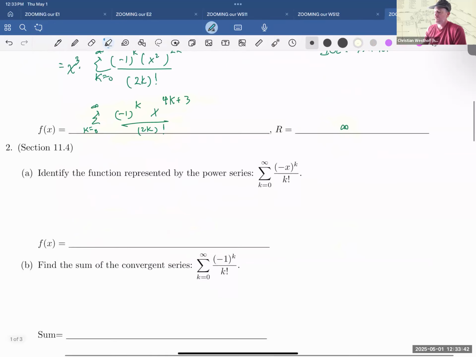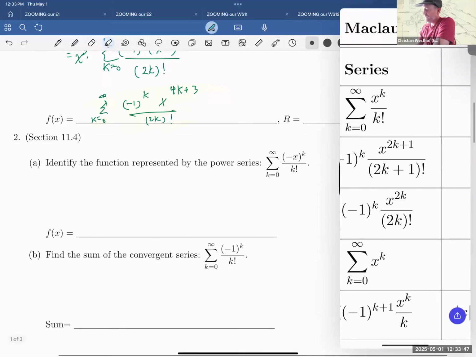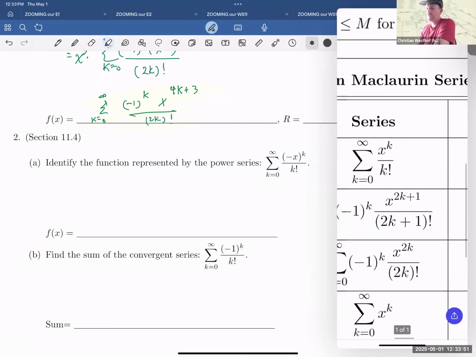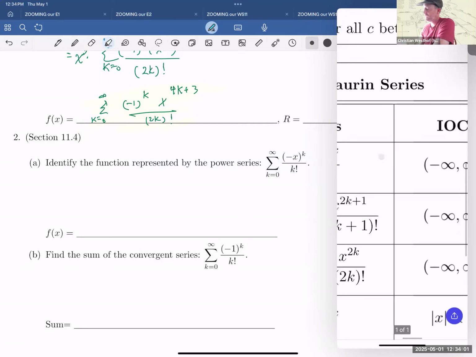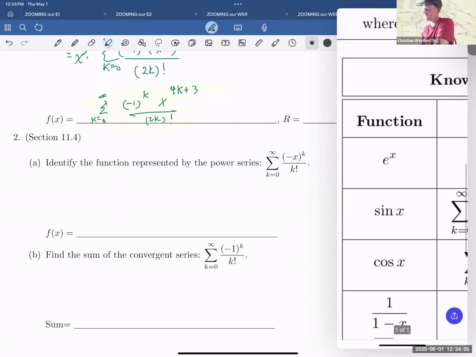Keep going. Identify the function represented. Okay, so that power series looks a whole lot like the one right next to it. The only difference is this is an x and this is a negative x. So take your series for x to the k, and anywhere there's an x, put a negative x. That tells us the interval is all real numbers, and e to the negative x would be the function.